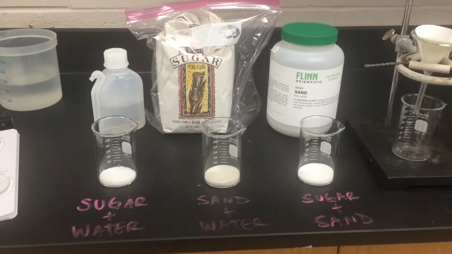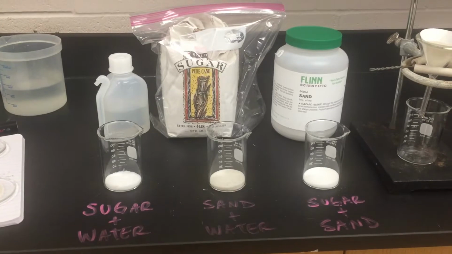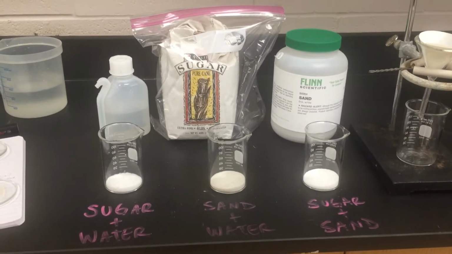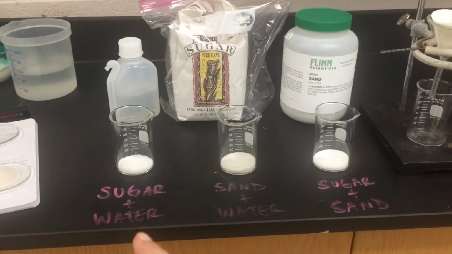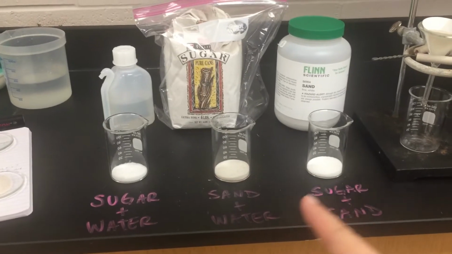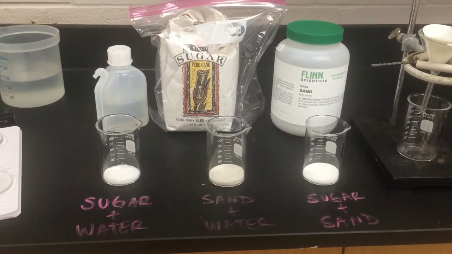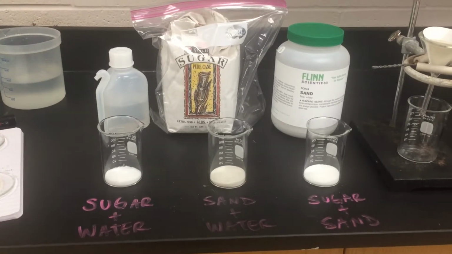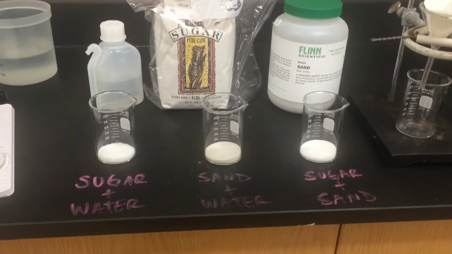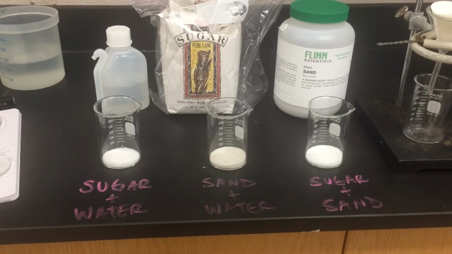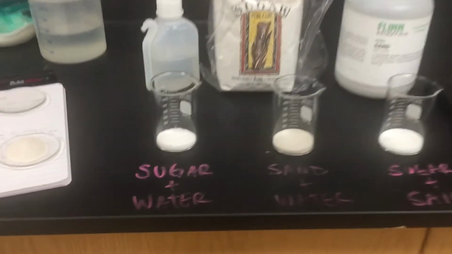If you're seeing this video, that means that you have already written your predictions of what would happen if we placed sugar with water, sand with water, and sugar with sand. If you haven't done that step, go ahead and pause the video and make your predictions of what you think will happen to these substances. All right, so we're going to start off with sugar and water.